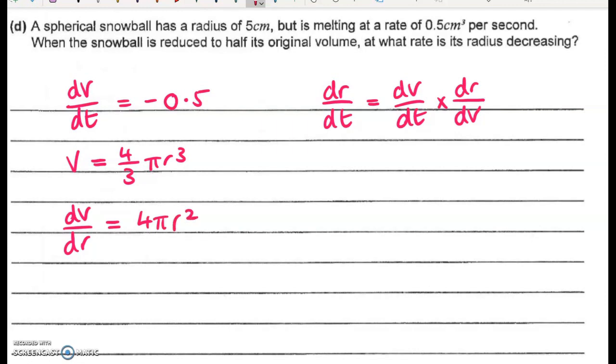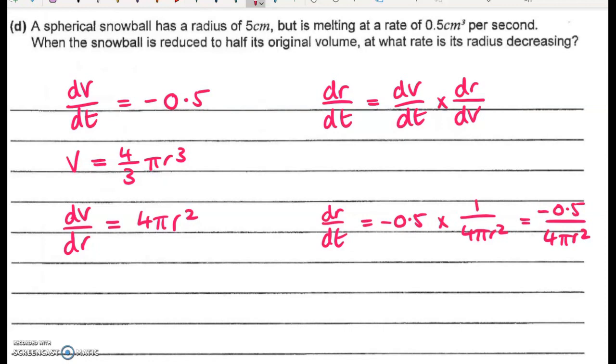And if we move that across to working out dr by dt, well, dv by dt we were given, it was minus 0.5, and we're multiplying that by dr by dv, which is 1 over 4 pi r squared, because it's the flip of dv by dr. So we're just left with minus 0.5 over 4 pi r squared. Now we're being asked to work out what that rate is when the snowball is at half.